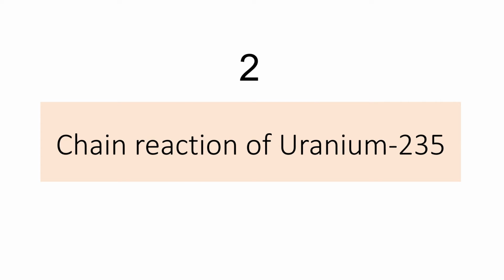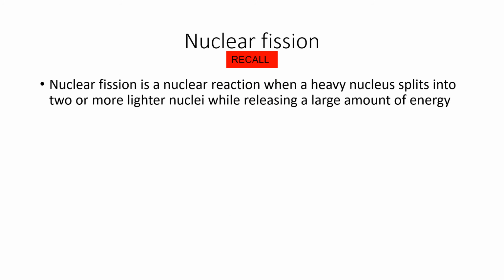The second part for this video is chain reaction of uranium-235, which is the radioactive source used to generate this nuclear energy. But first, we need to recall what is nuclear fission. In previous lesson, we already learned what is nuclear fission. By definition, nuclear fission is a nuclear reaction when a heavy nucleus splits into two or more lighter nuclei while releasing a large amount of energy.